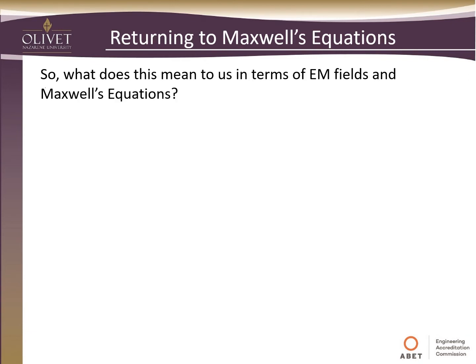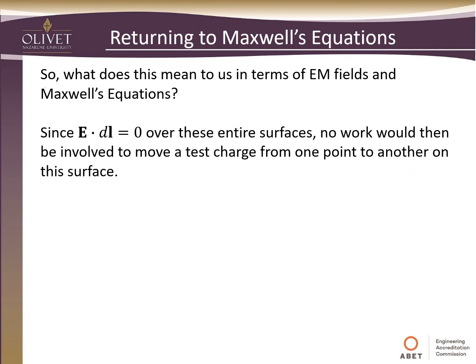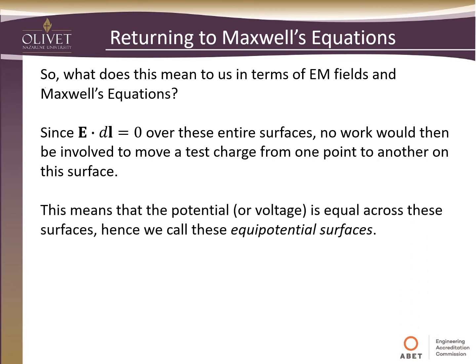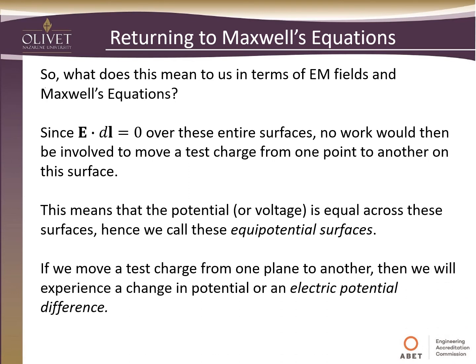So what does this mean to us in terms of electromagnetic fields and Maxwell's equations? Well, since E dot dl, the electric field dotted with some differential length, must equal 0 over these entire surfaces, no work would be involved to move a test charge from one point to another on the same surface. This also means that the potential, or in this case we can start thinking of voltage, is equal across these surfaces. Hence we call these equipotential surfaces or equipotential planes. If we move a test charge from one plane to another, though, since those potentials are different, we'll experience a change in potential, or an electric potential difference.